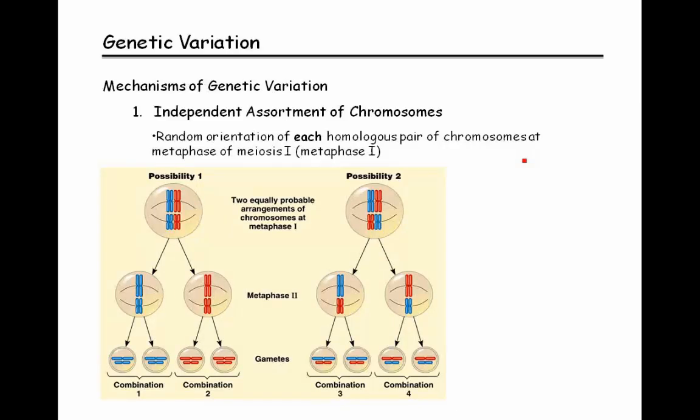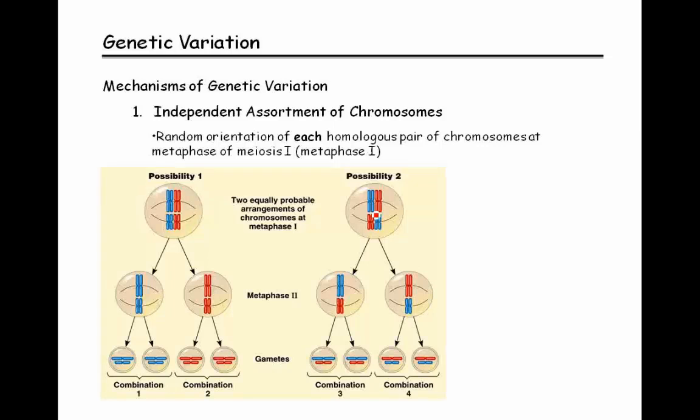So here in this image, we have two different possibilities that could occur when each tetrad lines up independently. And notice that in possibility 1, we could get all the blue located on one side and all the red located on one side. That does affect the ultimate outcome that we get in our 4 gametes. It is also possible that one of those tetrads will be flipped in the other direction. This results in other combinations in our gametes at the end. So we do have some genetic variation just based on the fact that each tetrad is going to line up independently.